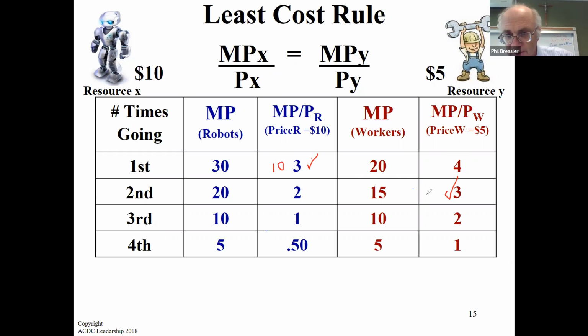2 workers cost $10. I'm only spending $20. They gave me $35 to spend. All right, I got to check another point. I go down to 2. I've got a 2 here at 3 workers. I got a 2 here at 2 robots. All right, 2 robots times 10. I'm going to spend 20.